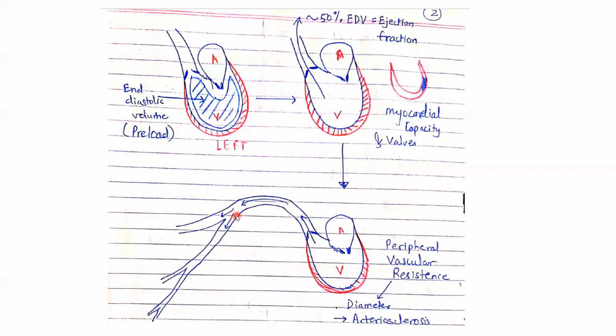Very simple example. In case of atherosclerosis, what will happen? There will be plaque deposited here. The diameter of the blood vessel will decrease. And then the blood will have lesser way to go out. And then it will affect the ventricular capacity to eject out. So these are basic things which are required to be known. Okay. And these are basic things which will affect your cardiac output.